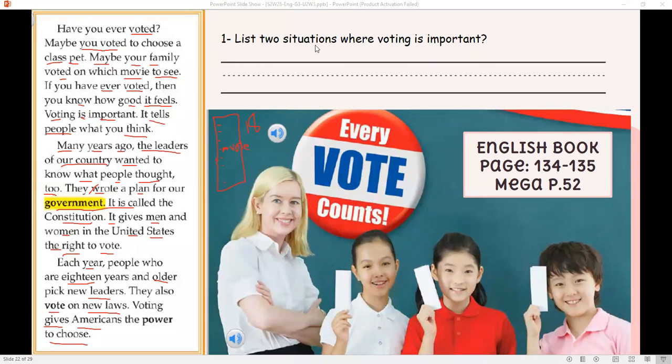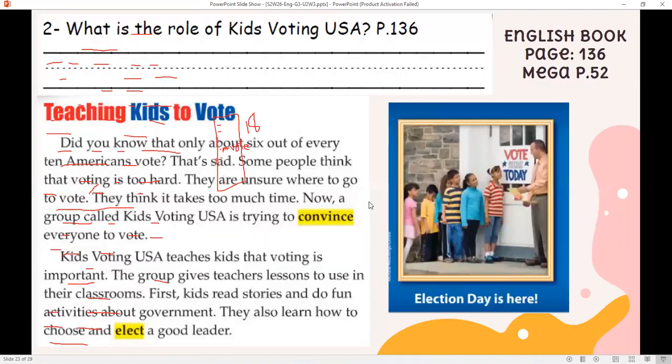So here, list two reasons why voting is important. According to this paragraph, why do you think voting is important? They said more than one thing about why it is important. I want you to mention two things. We can say, for example, voting tells people what you think and it gives us the power to choose. Let's continue.